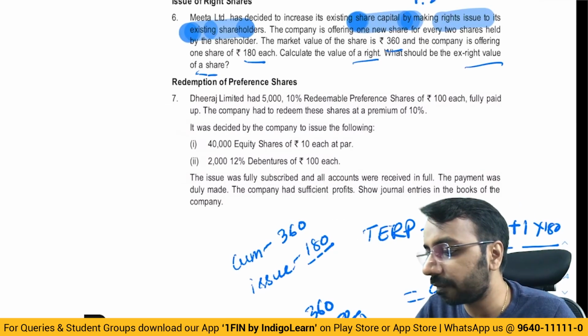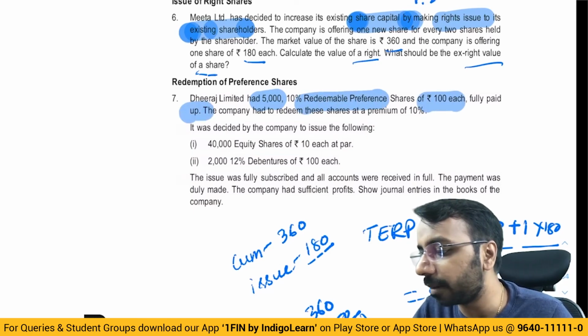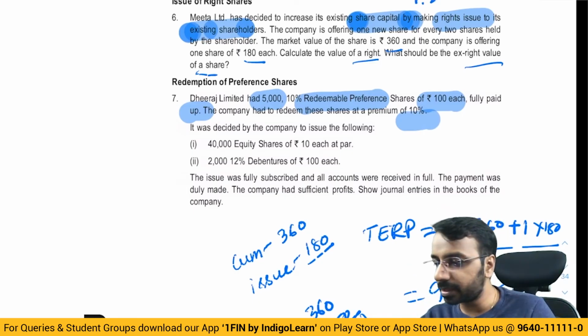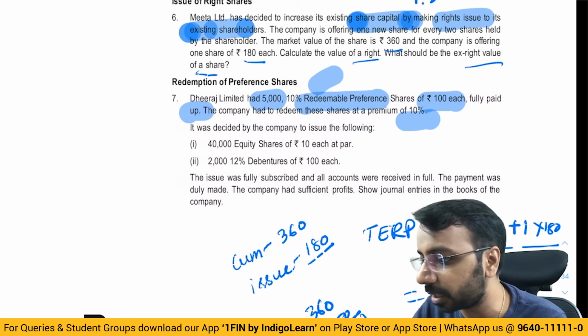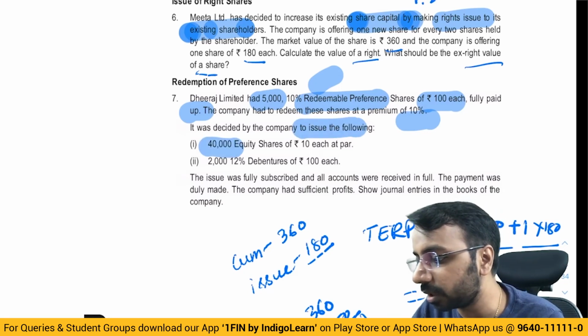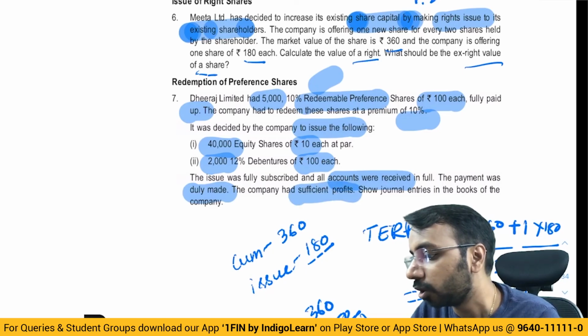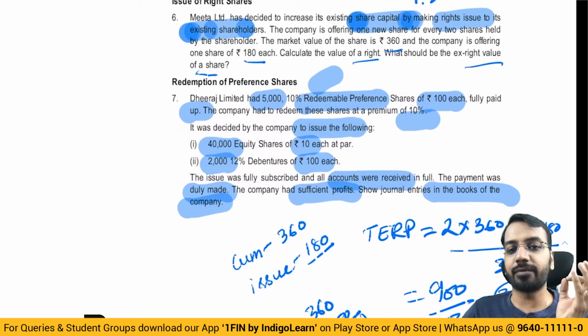Dheeraj Limited had 5,000 10% redeemable preference shares of rupees 100 each, fully paid up. The company had to redeem these shares at a premium of 10%. So, 10% redeemable shares, you have to give premium of 10%. It was decided by the company to issue the following: 40,000 equity shares of 10 at par, 2,000 debentures of 100 each. The issue was fully subscribed and all amounts were received. The payment was duly made. The company had sufficient profits. Show journal entries in the books of the company. Now, here, first thing, you are redeeming 5,000 shares. At what value? 10% premium.